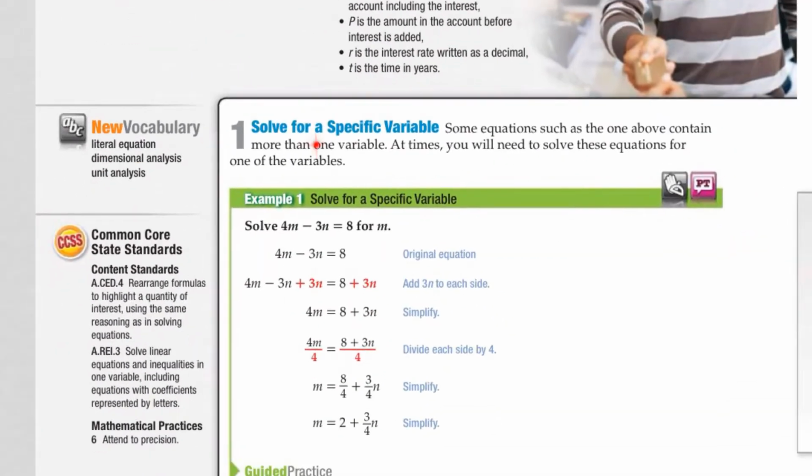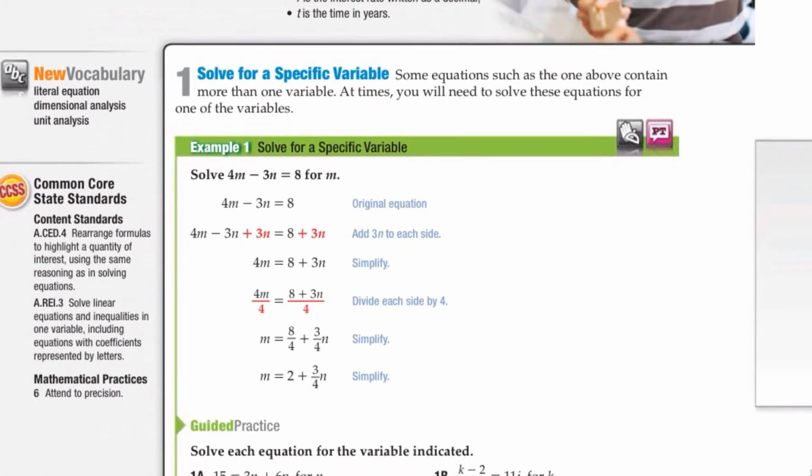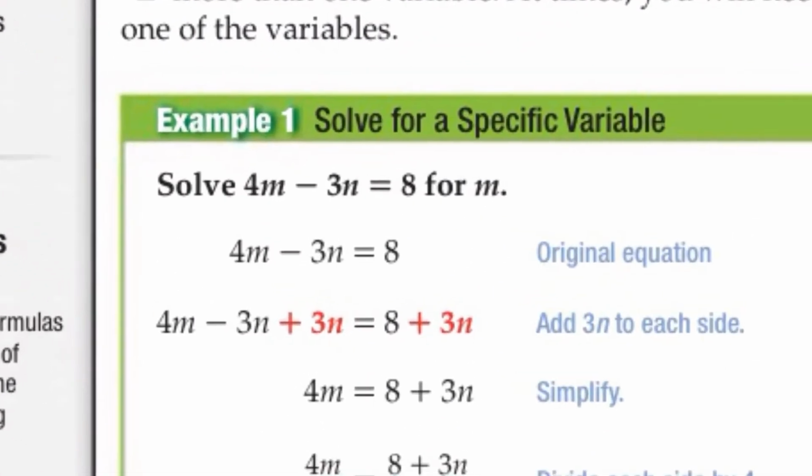Alright? So, look at the first one. It says solve for a specific variable. What exactly does that mean? Well, what they're saying is, what if I have two variables? Notice in this equation I have an m and I have an n. So before we had one variable and only one wanted to be single. Well, now we have buddies. We got M and N, they're friends, and the one that wants to be by itself, solve for M. So M has to be by itself. It's like, yo, I need my space. I want a friend right now. I need to know what I am like on my own.